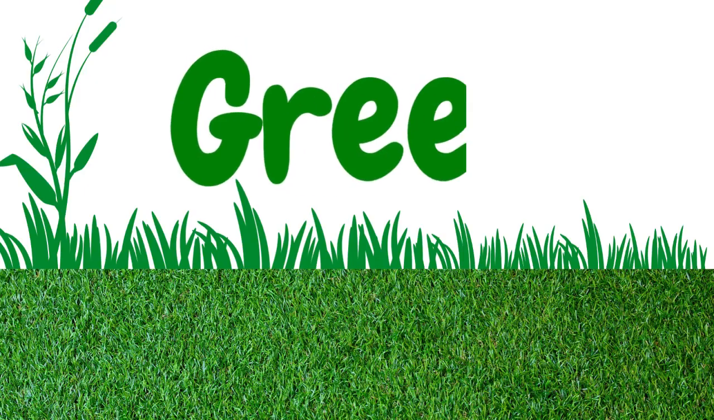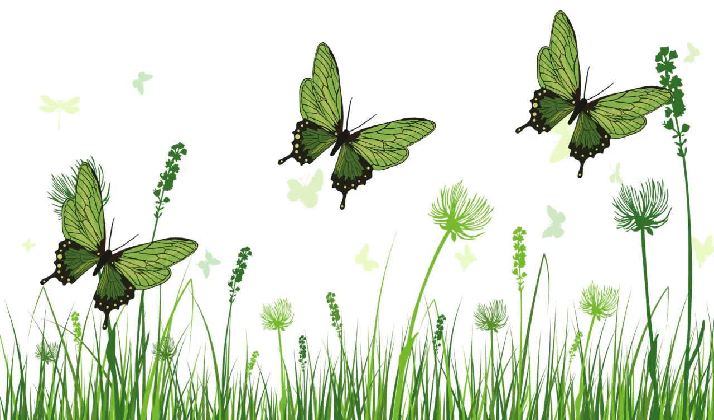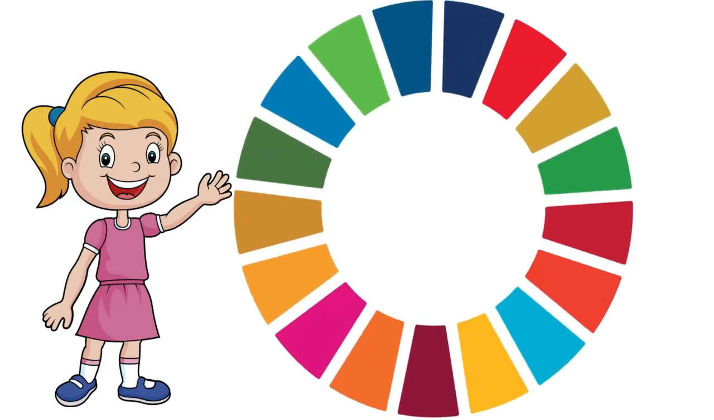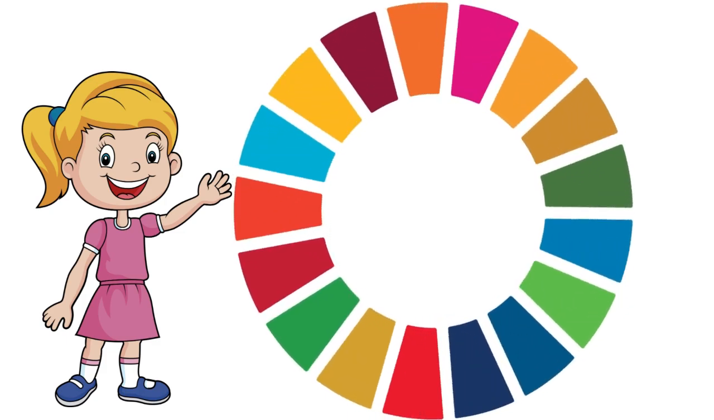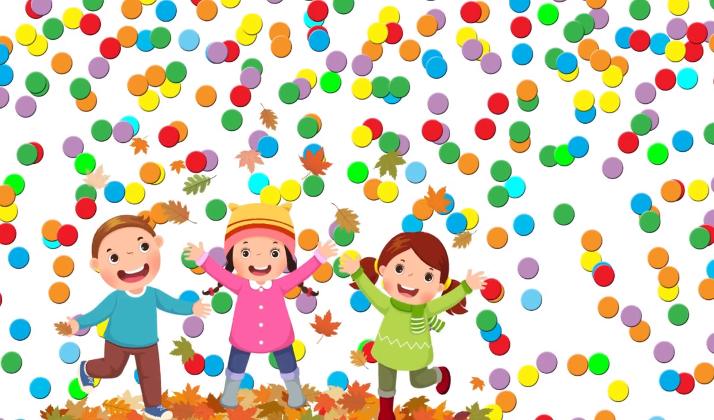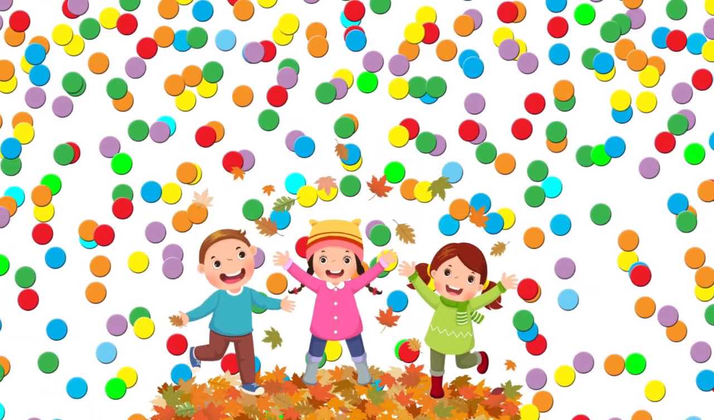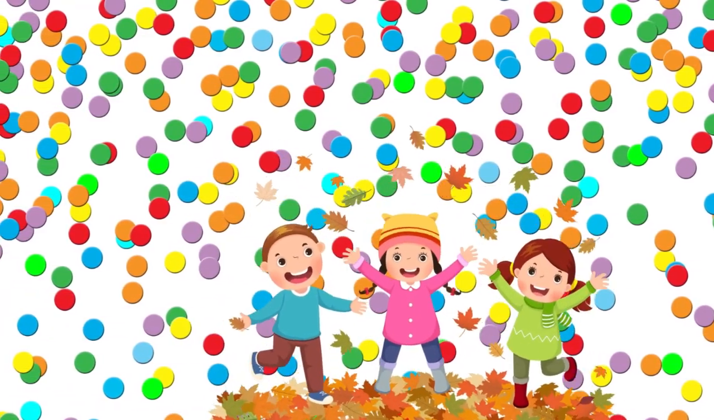Is red, red, red. The sky is blue, blue, blue. The grass is green, green, green. The sun is yellow, yellow. So many colors everywhere. Look at them all around.